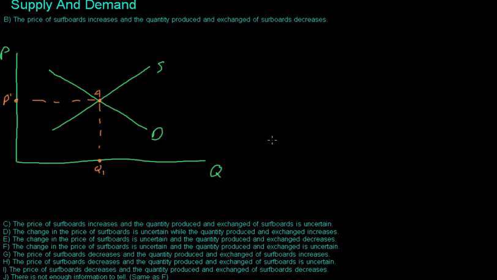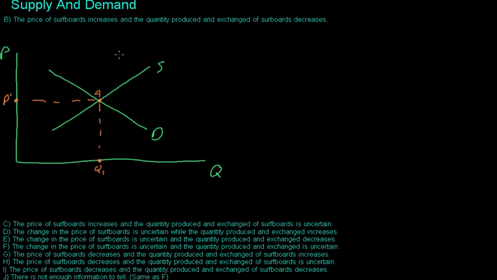Alright, so this video is just really quick going to cover what will cause the price of surfboards to increase and the quantity produced and exchanged of surfboards to decrease. So the only time, in the supply and demand model, the only situation where price will increase and then the quantity produced and exchanged will decrease is if supply decreases.